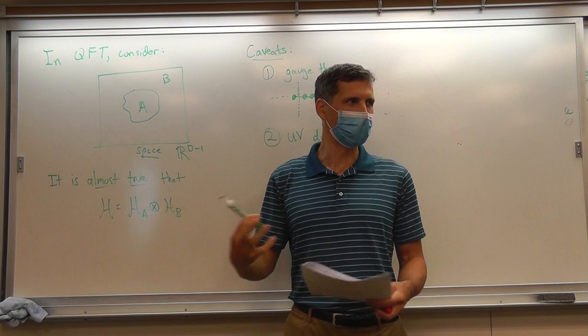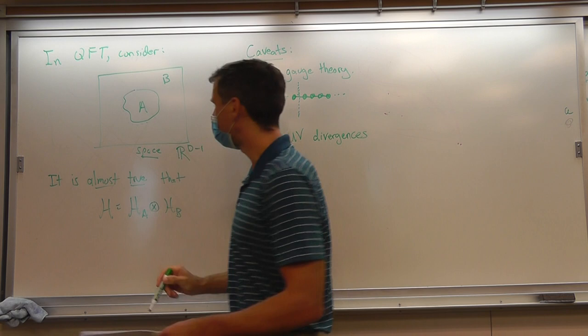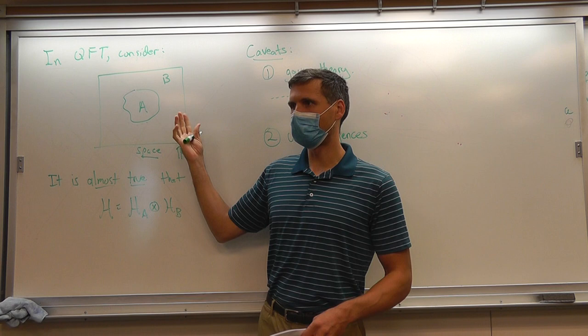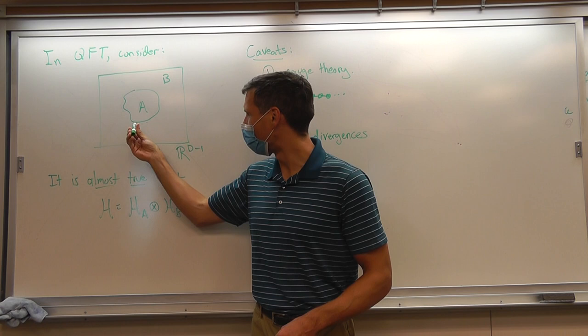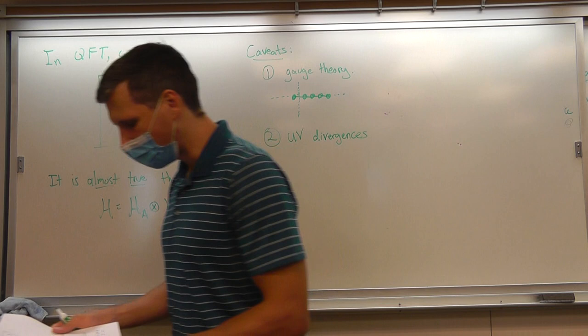Now, it is true that if I put a little regulator there, and I talk about A as being the inside and B as being outside that slightly enlarged surface, then these are independent of each other, but they don't quite get the whole theory, because they're missing what's in that gap where we regulated. I wanted to mention that caveat, but there are techniques to deal with these UV divergences.